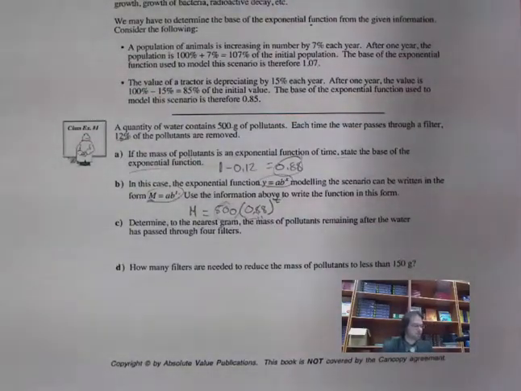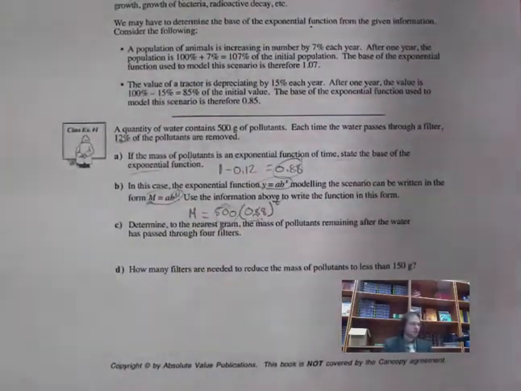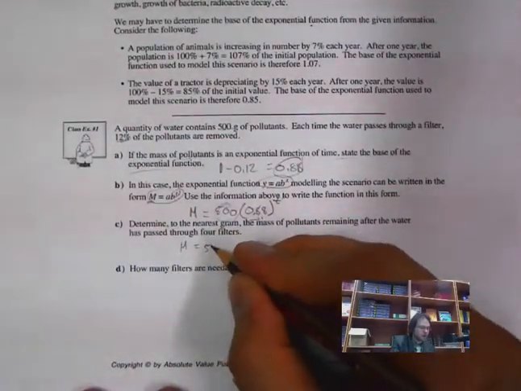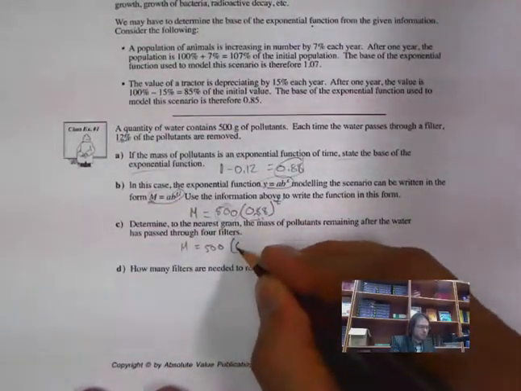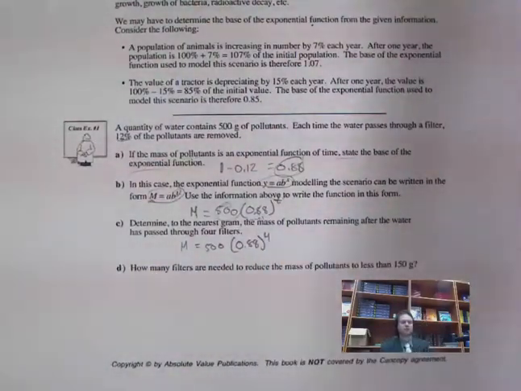Now, here's the next one. It says, determine to the nearest gram the mass of pollutants remaining after the water has passed, sorry, not times, this t's for filters. So determine to the nearest gram the mass of pollutants remaining after water passes through 4 filters. So all we do is we go m is equal to 500 multiplied by 0.88 to the power of 4. Because there's 4 filters, so every time it's 88% of the original.